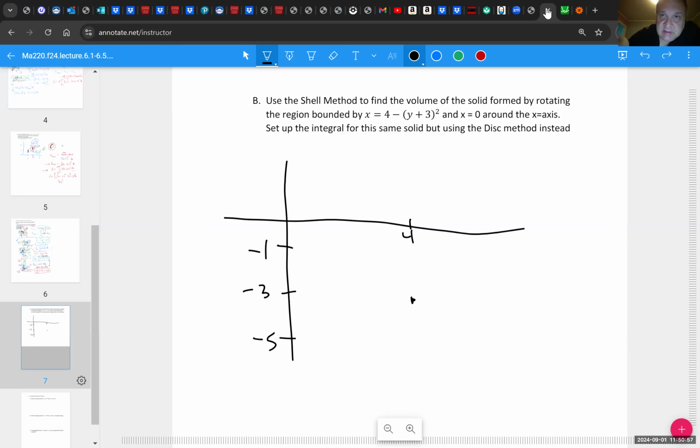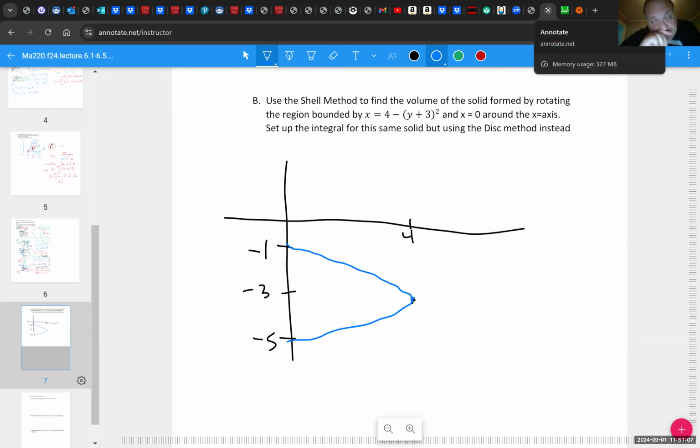Maybe I can draw it. I'll use a different color to make it maybe easier. We don't care too much about how far it goes because our region stops there. Okay, and we're revolving this around the x-axis. The x-axis is right here.